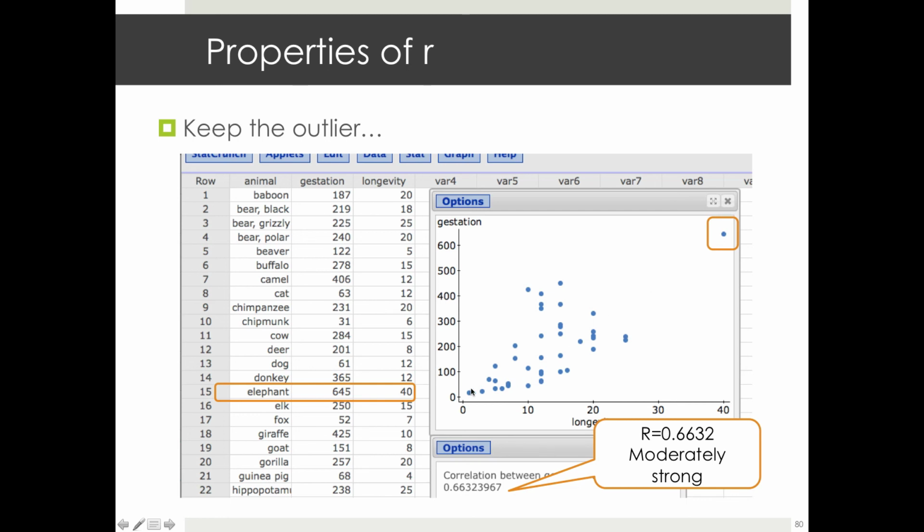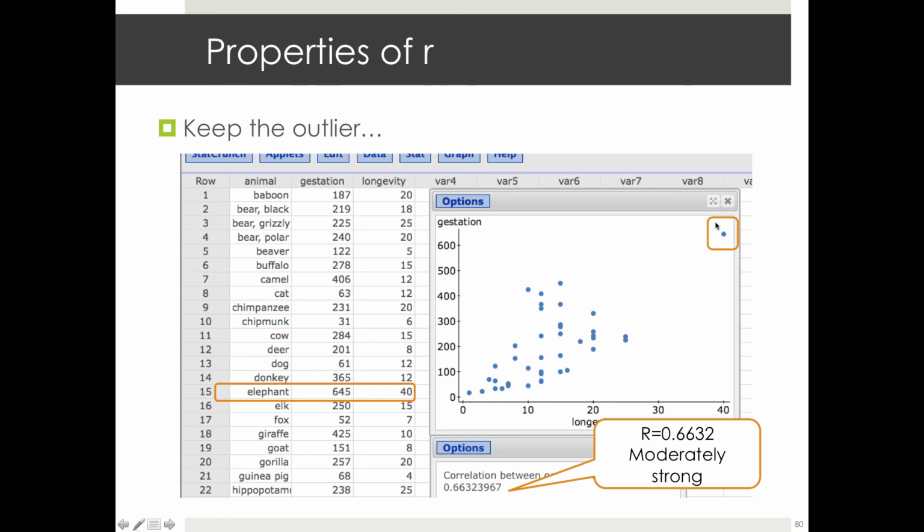Overall, you can see the form of the data appears to be linear. The direction appears to be positive or increasing. And so we can go ahead and calculate the correlation coefficient R, and it is 0.6632. So remember, closer to 0 is weaker, closer to 1 or -1 is strong. So we might categorize this as, quote unquote, moderately strong. So this is a moderately strong positive linear relationship when we include the outlier.